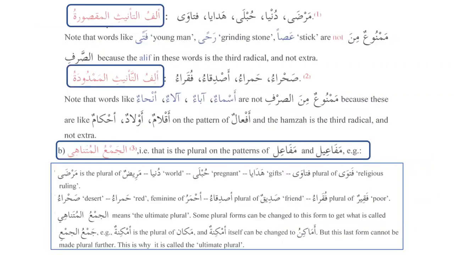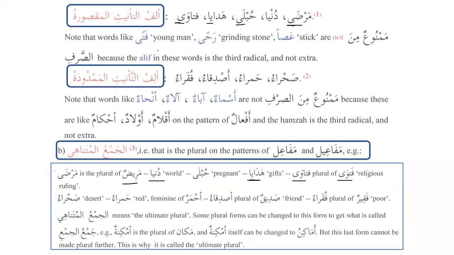Alif al-ta'nithi al-maqsuratu, for example, marda, so we can see that it ends with alif maqsura. Similarly, dunya ends with regular alif. Habla ends with alif maqsura. Hadaya ends with regular alif. And fatawa ends with alif maqsura. And we can see over here in the notes that marda is the plural of maridun. Dunya means world. Hubla means pregnant. And hadaya is the plural of hadiyatun. And fatawa is the plural of fatwa, which is religious ruling.